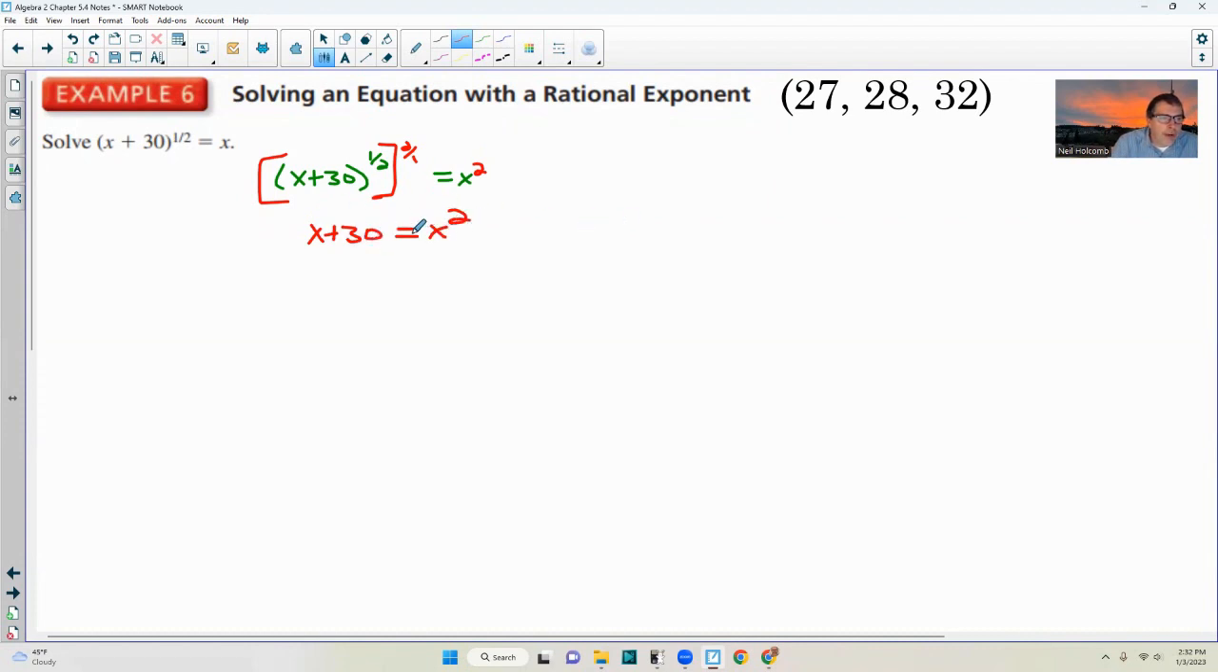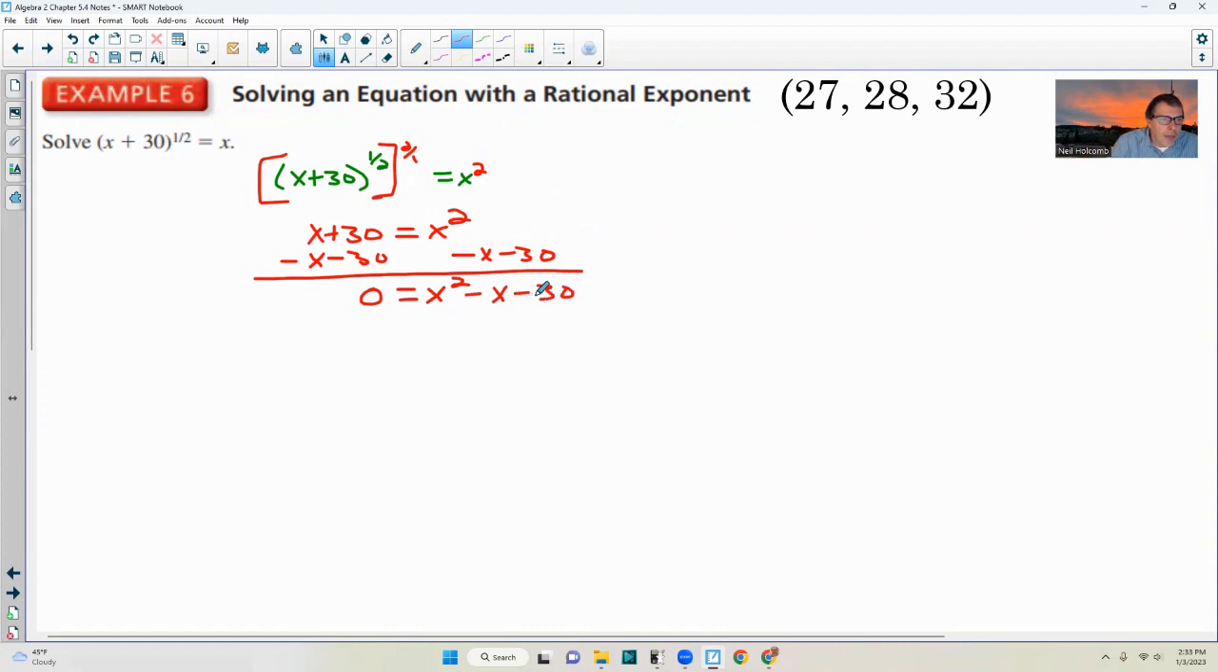See, that wasn't so bad. Now we're back to a simple quadratic. Get everything on one side, set it equal to 0, and factor. So subtract x, subtract 30 from both sides. x minus x is 0. 30 minus 30 is 0, equals x squared minus x minus 30.